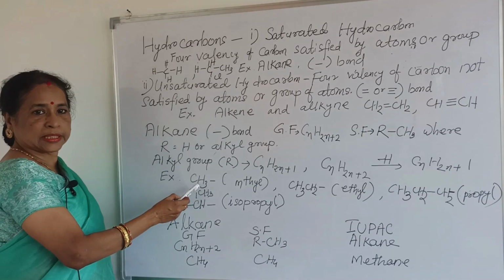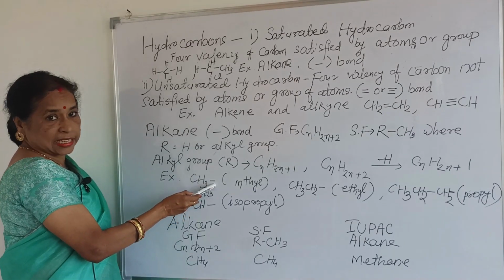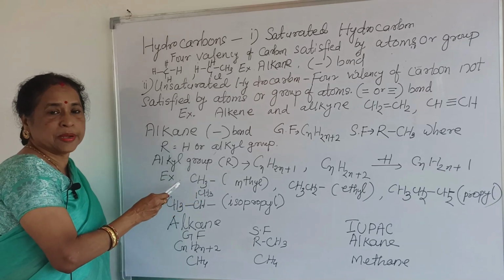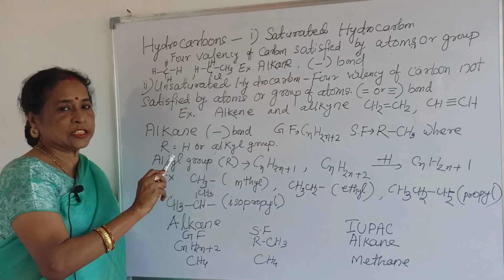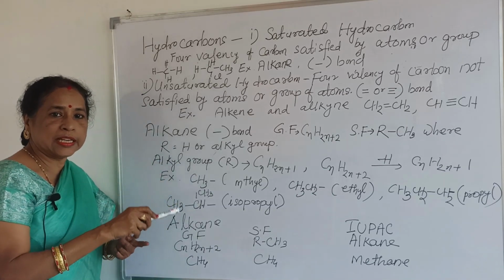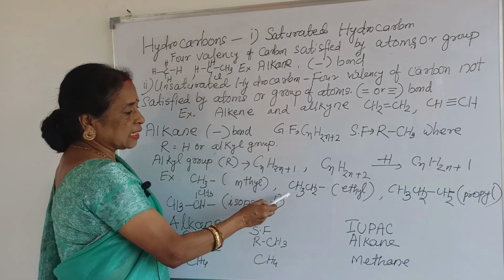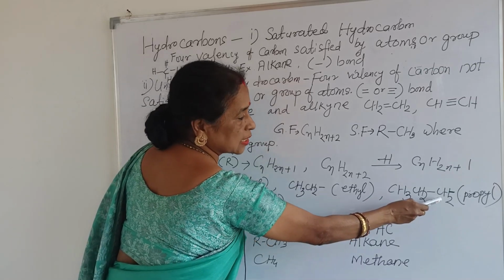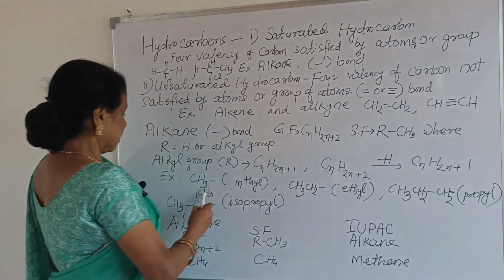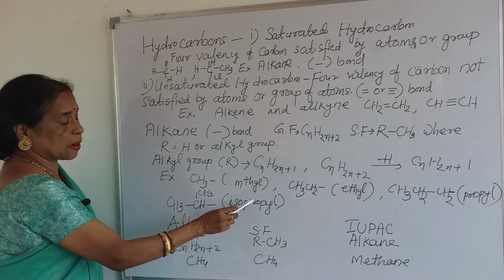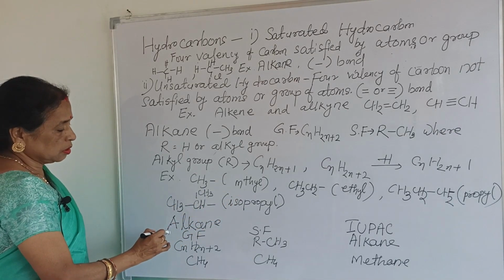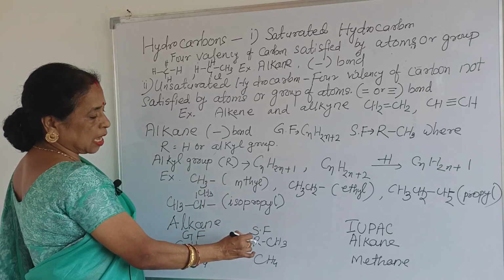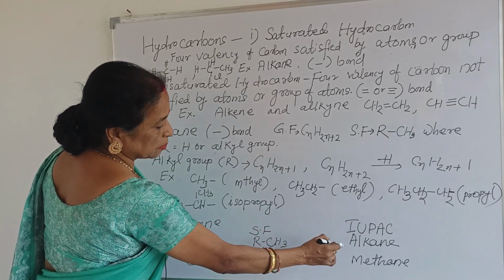Take example methyl, and you put a single line, single bond. That means it is a part of the compound. That means any alkyl group is not a compound, it is only a part of the compound. Then it is CH3CH2, ethyl group, CH3CH2CH2, propyl group. Then this is isopropyl group. Then come to alkane, where general formula CnH2n+2, structural formula RCH3, IUPAC name, that is alkane.